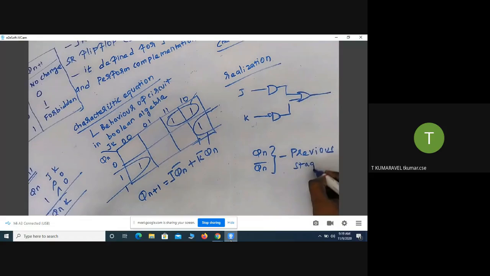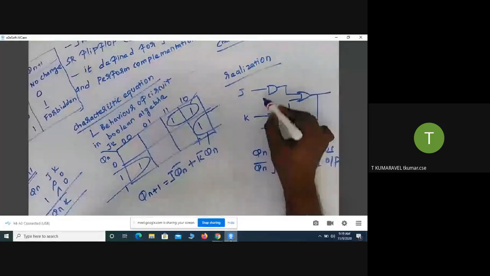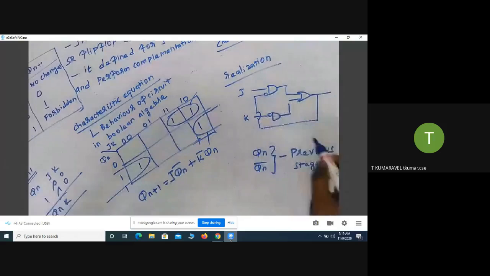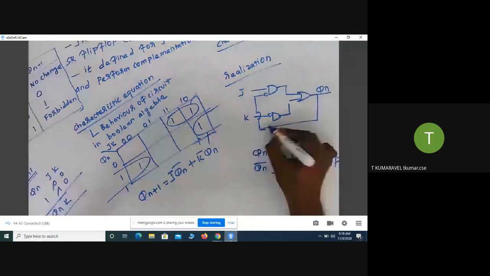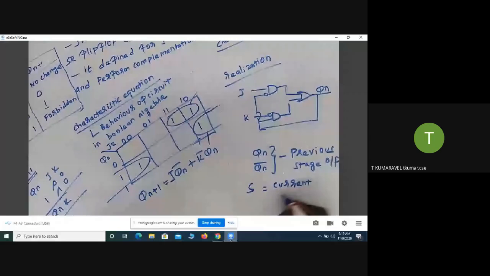Now I take the output as feedback for my circuit. This is called Q n. Did you understand what I am trying to say? Q and Q bar are called the memory element, the previous stage output. Whenever you perform any sequential operation, the sequential circuit takes the current input, which is JK, and the previous output, which is Q n and Q bar.